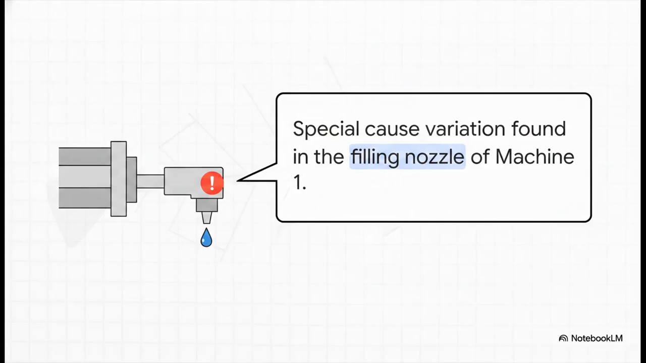But because the control chart flagged the exact moments of failure, the team didn't have to just guess. They used other tools, like a fishbone diagram, to investigate the specific timestamps of those massive spikes. And the result? Well, they found that one specific filling nozzle on Machine 1 was malfunctioning. They repaired the nozzle, brought the process back under control, and eliminated a ton of waste. Literally finding the signal in the noise saved the company significant money.